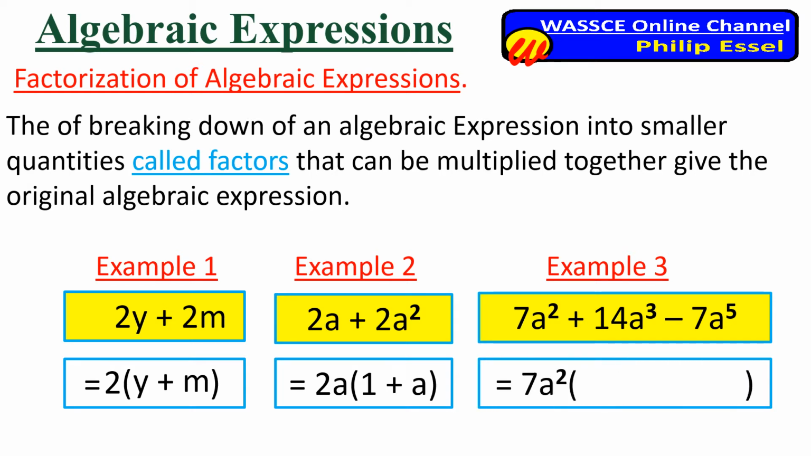Now, what items are left inside of the bracket? So after we've taken the 7a squared from the first term, what are we left with? Everything is gone. So we are left with the number 1. With the 14a cubed, 7a squared is gone. So we are left with 2a. Also with the negative 7a exponent 5, 7a squared is gone. So we are left with a exponent 3.